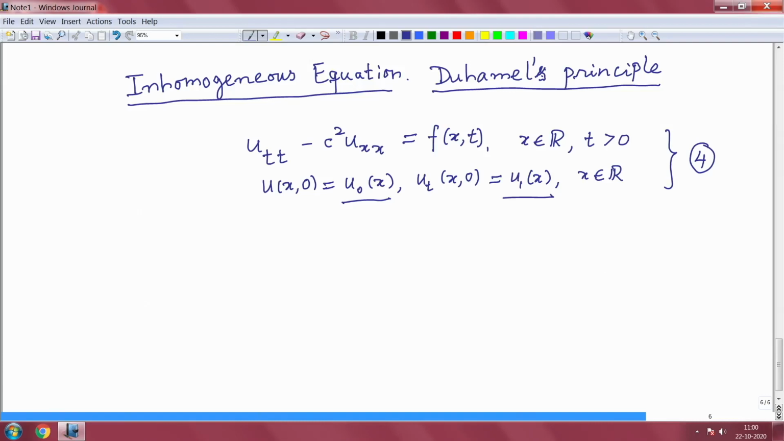So, by linearity, we consider two similar problems. Let me write it. This is the homogeneous wave equation, and I take the initial conditions as v(x,0) equal to u0(x) and v_t(x,0) equal to u1(x). Let me call it problem 5. Let me not repeat where is x and where is t; that is understood now.